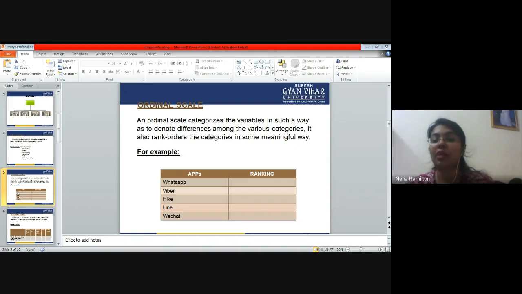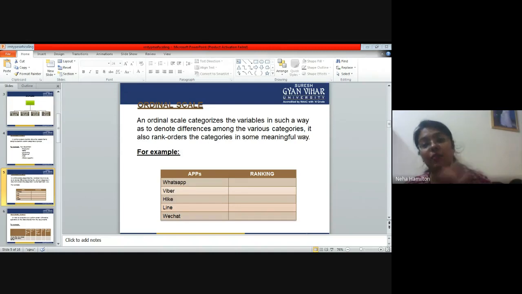For example, I ask you which app you prefer the most or like the most. These are the apps I've given, and you have to rank them in the order of your liking. For example, if you like WhatsApp first, you write one in front of WhatsApp, then Viber second. If you like WeChat, you write third, in the order of your liking. The one you like the most, you rank as one. The one you like the least, you rank as five, right? So it is an ordinal scale.